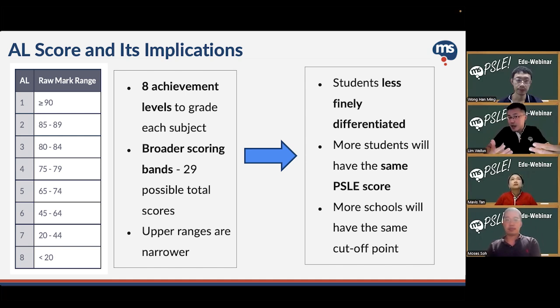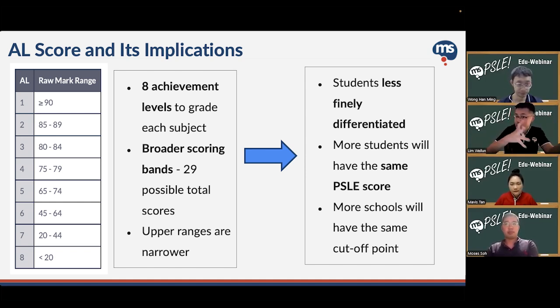So for example, you could have school A that has a cutoff point of say 12 and school B that also has a cutoff point of say 12, right? So in this case, you can see that competition is greater because there are more students with the same score competing for the same schools, as compared to the past where the scores are more finely differentiated.